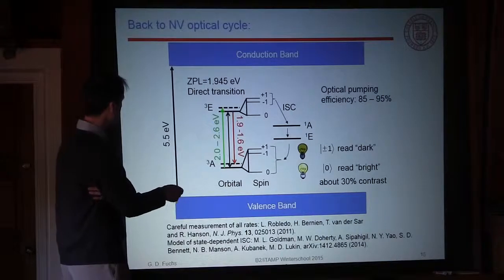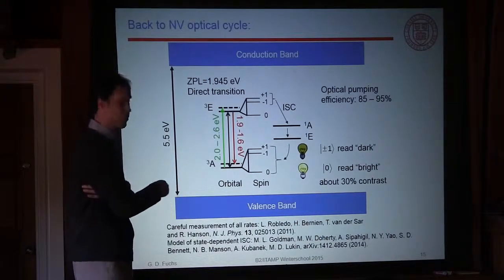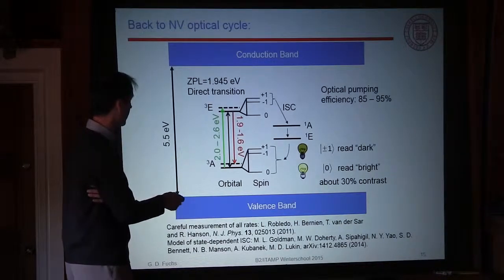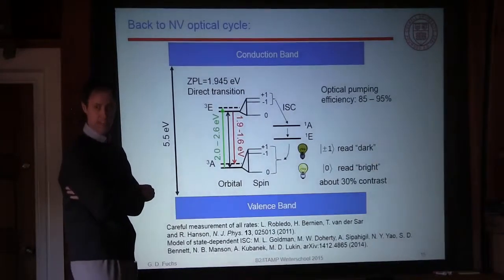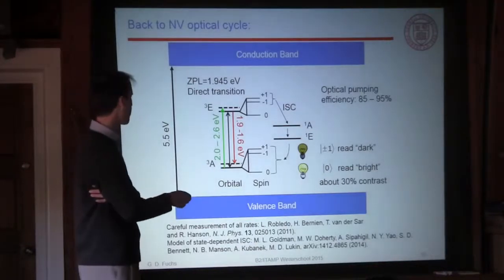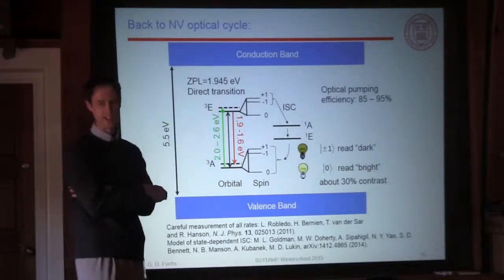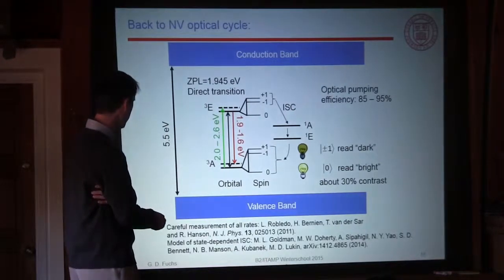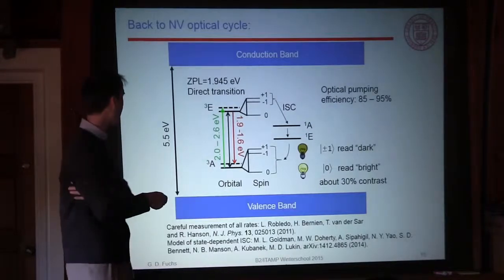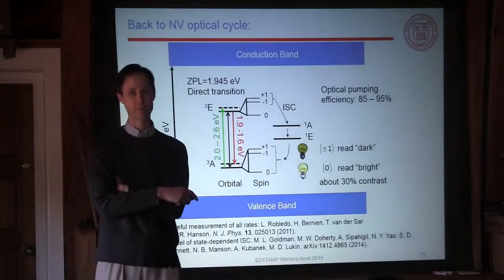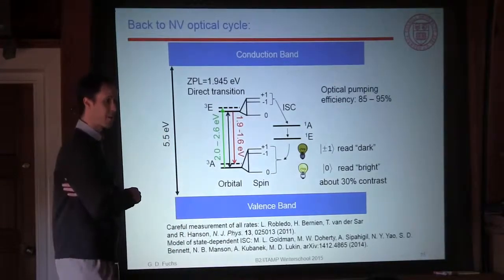Sometimes people talk about how you optically polarize the spin. All of the experiments that have quantified this optical polarization put it at around 85 to 95%. We did an experiment like that when I was in the Ashlam group. We got around, I think, 85. Other people have put this number differently. I think it does depend on the particular NV center. There was a nice paper in Ronald Hanson's group a few years ago where they quantified every single rate here. So if you actually want to know about these rates, it's a good resource to look up.